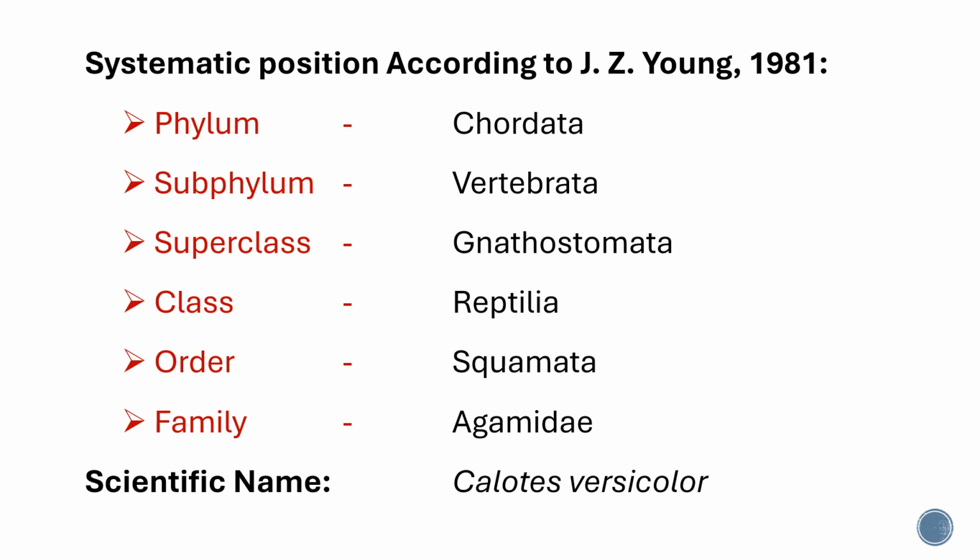Starting with the classification, the systematic position of Calotes was proposed by J. Z. Young in 1981. According to the scientist, Calotes belongs to the phylum Chordata, subphylum Vertebrata, superclass Gnathostomata, class Reptilia, order Squamata, family Agamidae, and the scientific name is Calotes versicolor.